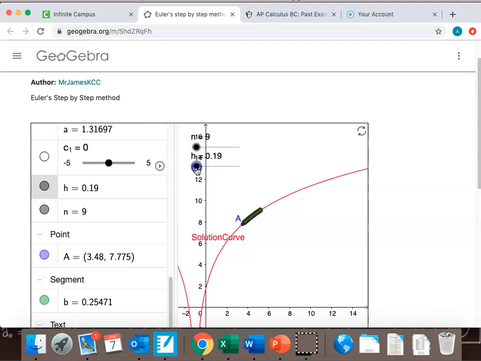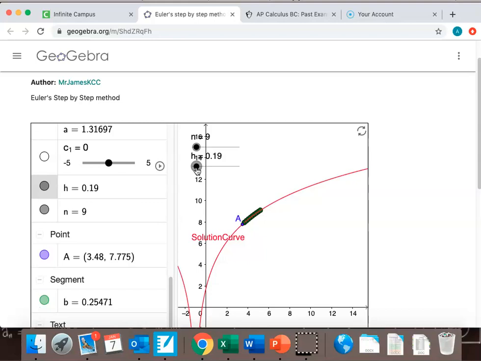So I'm just going to show you a few things here. All right, so here we have, this is not the same function, but here we have a solution curve. When you're using Euler's method, there are two parameters to consider, right? So one is how many times are you going to do it? How far out are you going to go?